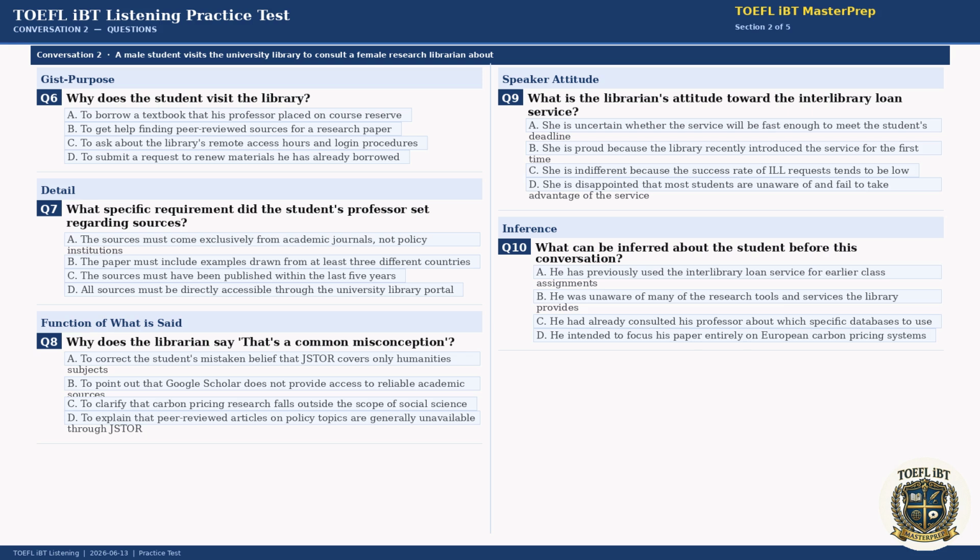I've heard of JSTOR, but I honestly didn't know it covered policy topics. I always thought of it as being mainly for the humanities.